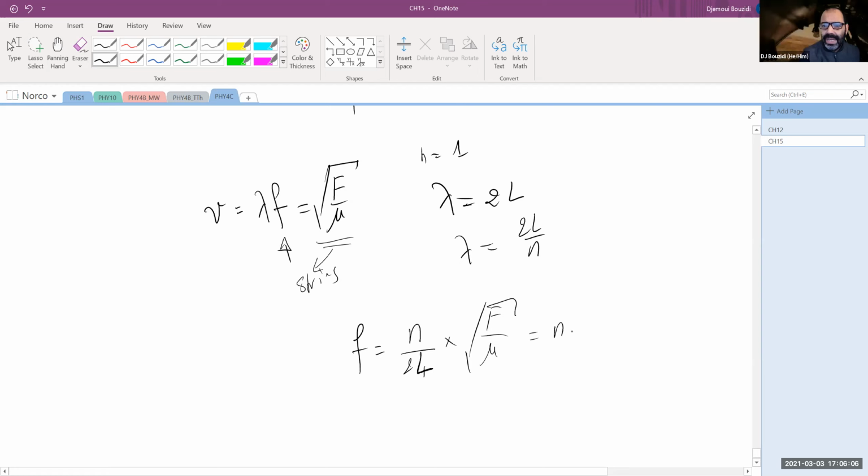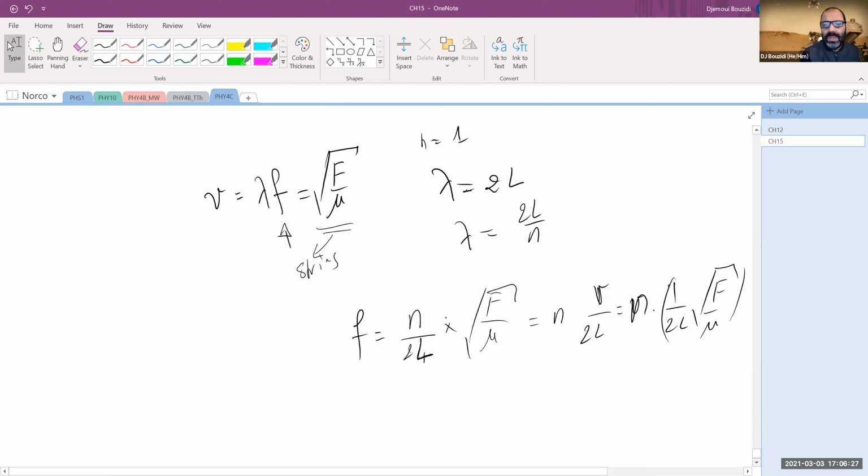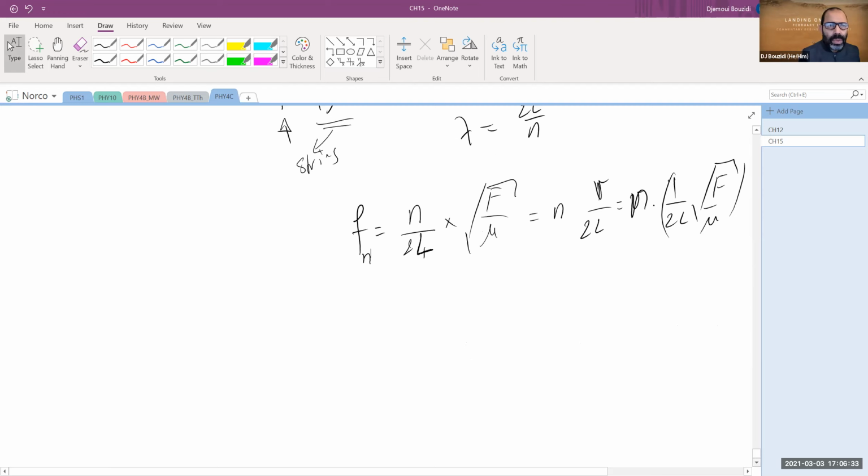In other words, I can write f_n as being equal to n times 1 over 2L times the square root of F over mu. The reason why I want to do it this way is because I really want to isolate n by itself. I want to know what's going on for the frequency for different modes of the excitation of this string. So what I have then is the following scenario.